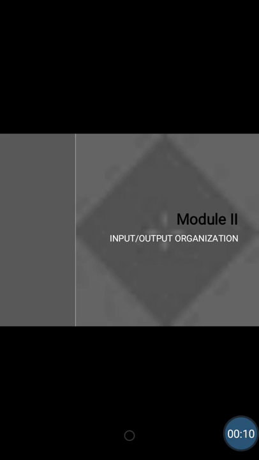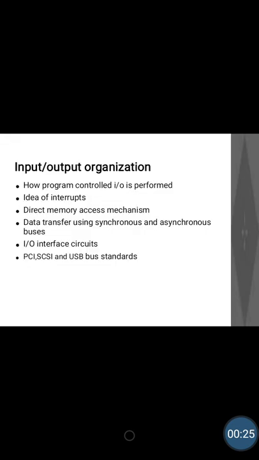In the previous videos, we looked at different concepts of the first module. Now let's discuss the different concepts in the second module, that is input-output organization. In this module, we will be discussing how the IO operations of a program are controlled, that is, how program-controlled IO is done.